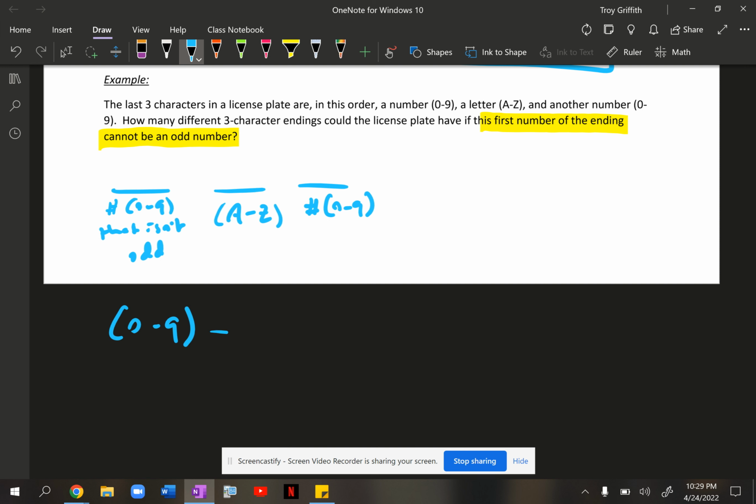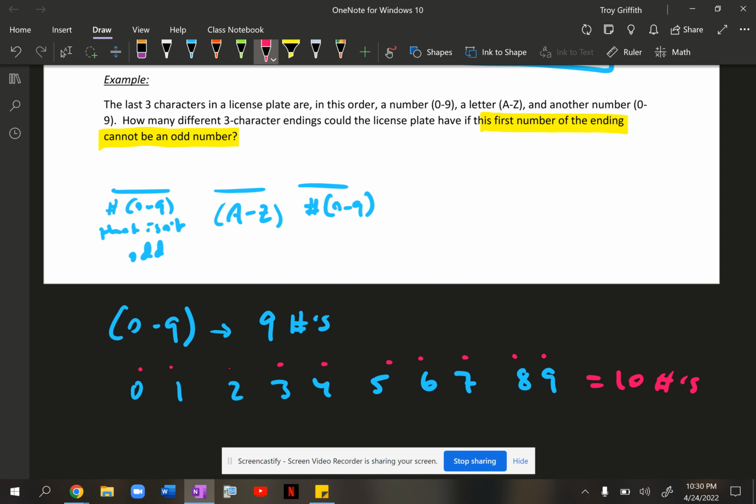I've seen students get this wrong on quizzes and tests, and people are like, okay, well, 0 to 9, that's got to be 9 numbers. Okay, let's write all these out. 0, 1, 2, 3, 4, 5, 6, 7, 8, and 9. And if you count all these up, 1, 2, 3, 4, 5, 6, 7, 8, 9, 10. So this is 10 numbers, not 9 numbers. Okay, so let's write down how many options we have in this first slot right here.